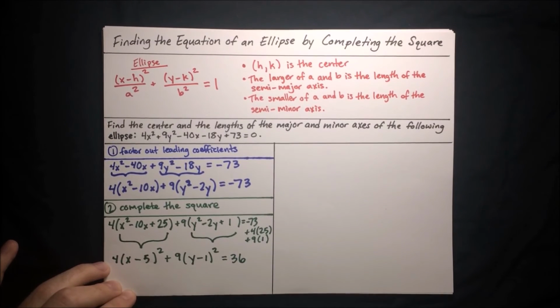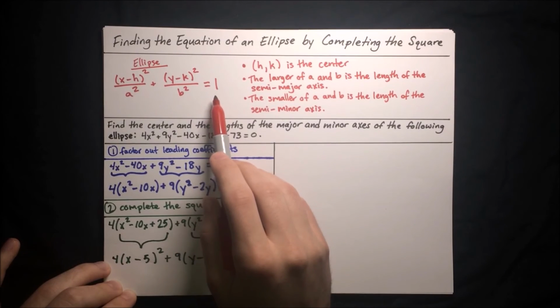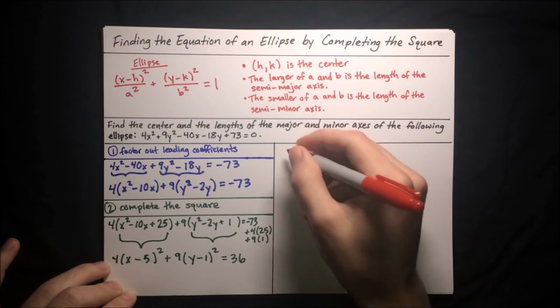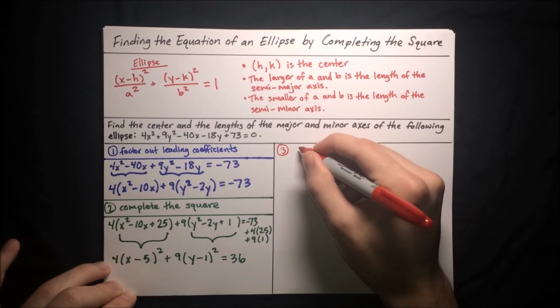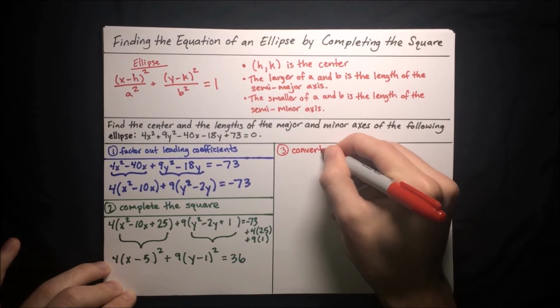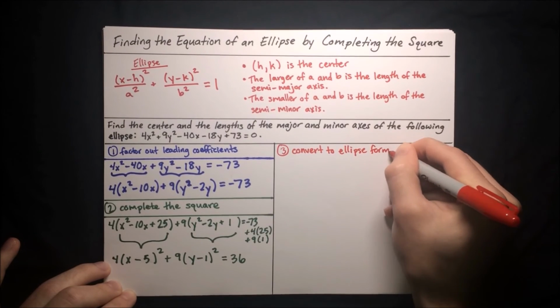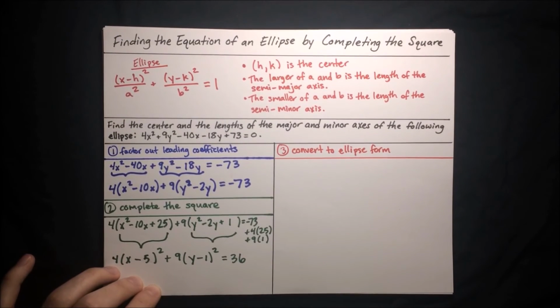Alright, so now hopefully you can see that our equation is starting to look a lot more like this ellipse form. We already have our x minus h squared and our y minus k squared, but we still have a little bit of work to do, because in this ellipse form the right-hand side is 1, whereas in our current form the right-hand side is 36. So let's proceed with our third and final step in converting to ellipse form. The third and final step is to divide the whole equation by 36 so we get a 1 on the right-hand side. So let's go ahead and do that.